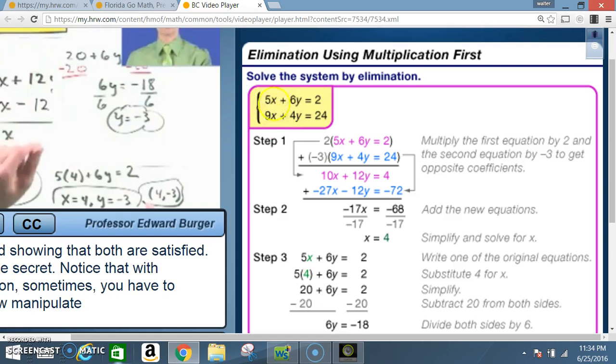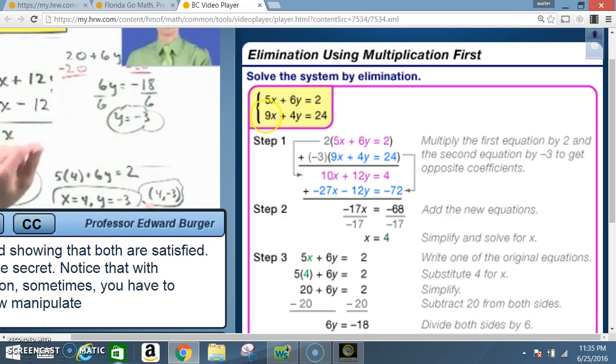Now, if we wanted to get rid of x's, we could also. 5 and 9. What one number can you think of where 5 and 9 would meet? That would be at 45. So I would multiply the top equation by 9. 9 times 5 is 45. And then the bottom equation by a negative 5. That would give me a negative 45. So here I have a positive 45x, and here I have a negative 45x.